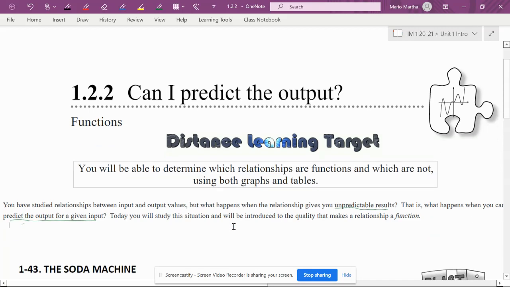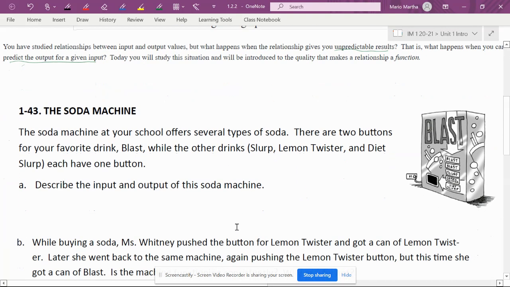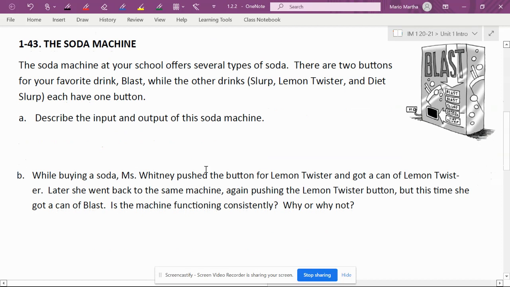So we're going to be starting off with question 1-43, the soda machine. The soda machine in your school offers several types of soda. There are 2 buttons for your favorite drink, Blast, while the other drinks, Slurp, Lemon Twister, and Diet Slurp, have 1 button each. Describe the input and output of this soda machine. The input is the things you have to put in, and the output is the things that come out. What could be the possible inputs and outputs for this soda machine?